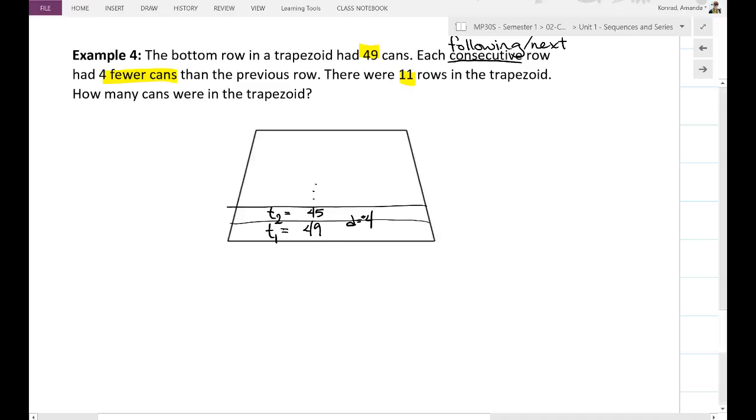So we need to decide, what equation are we using? Well, we've got one equation, involves term 1 and term 11 in this case. Do we know term 11? No, we don't, so we're not going to use that one. Instead, we're going to use the equation that looks a little monstrous, but it has only information that we are already given. We're given the 49 cans as our term 1, and we're given our d value of -4.